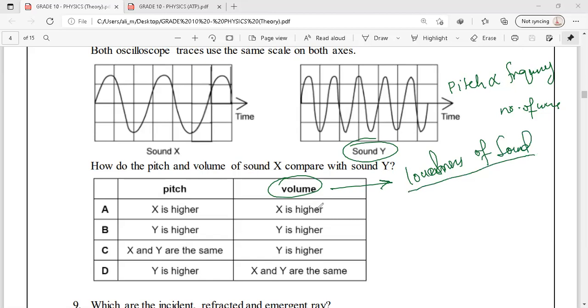So loudness of sound depends on the amplitude of the wave. As we can see in this diagram, the amplitude of both waves is the same. This means that the pitch of sound Y is higher, while X and Y have the same amplitude or same loudness. So option D is the right answer.